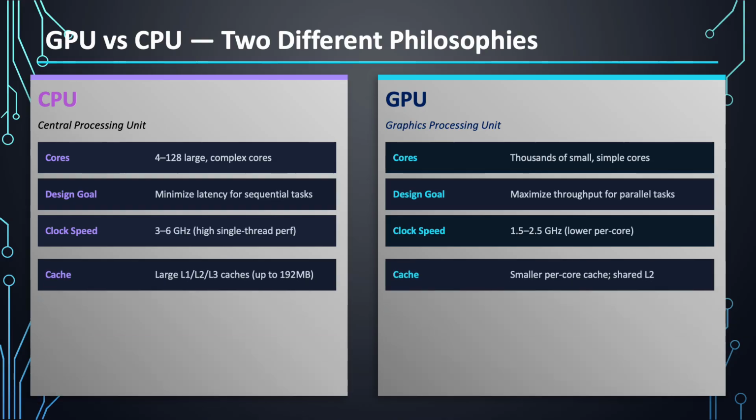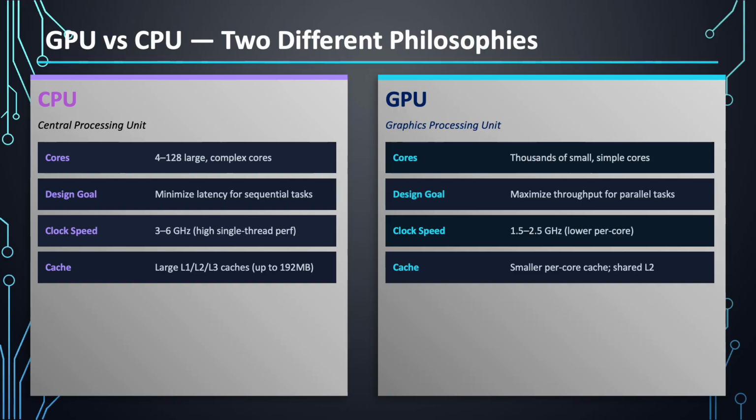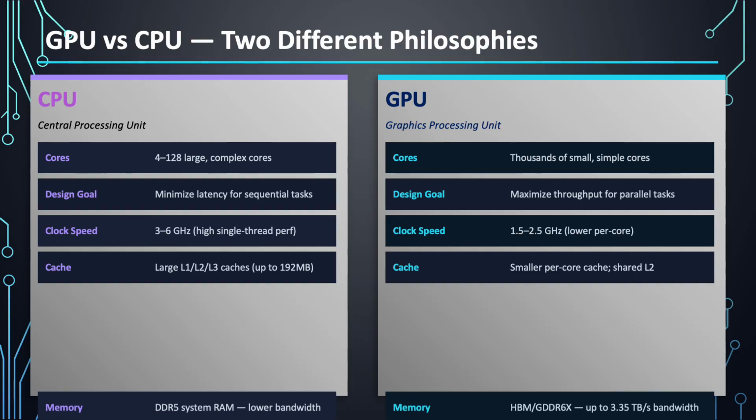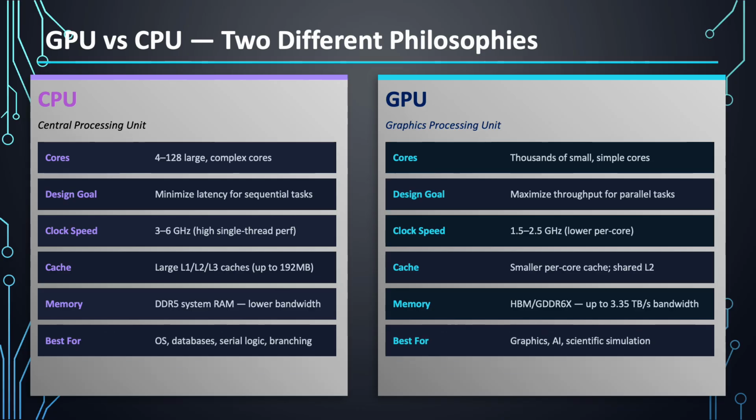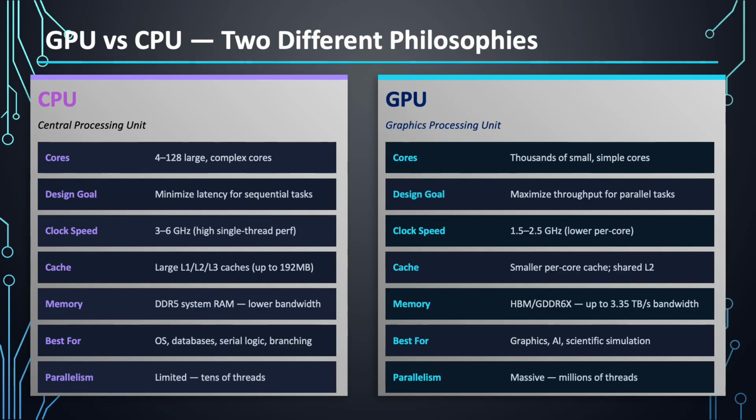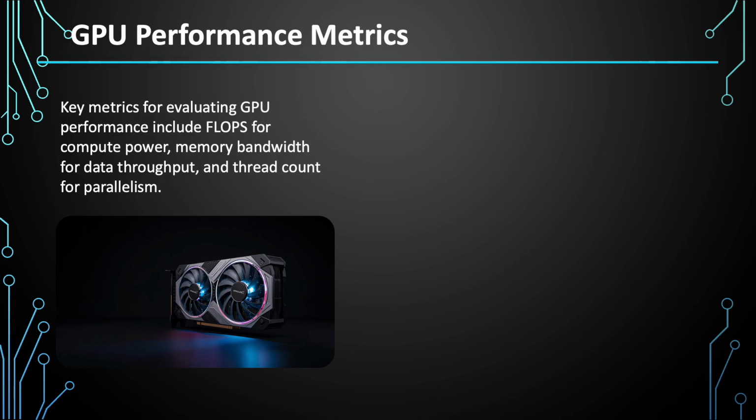CPUs have large caches but GPUs have smaller caches per core. CPUs work with lower memory bandwidth while GPUs use high bandwidth memory like HBM. CPUs are best for OS, databases, and branching, while GPUs are good for graphics, AI, and scientific simulations. CPUs offer a lower amount of parallelism while GPUs offer massive parallelism.